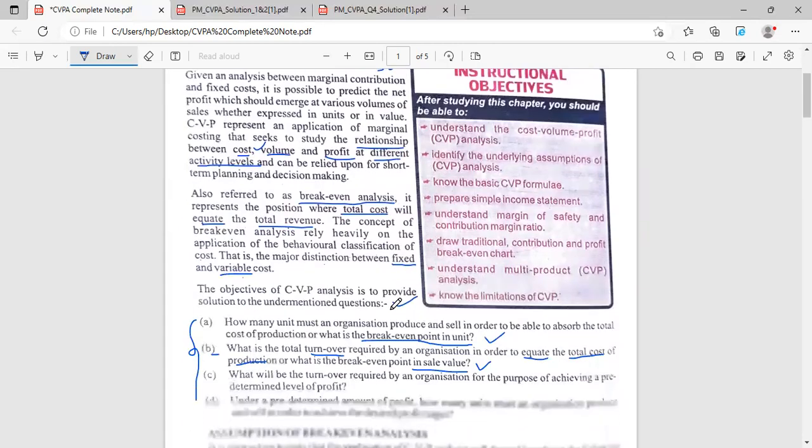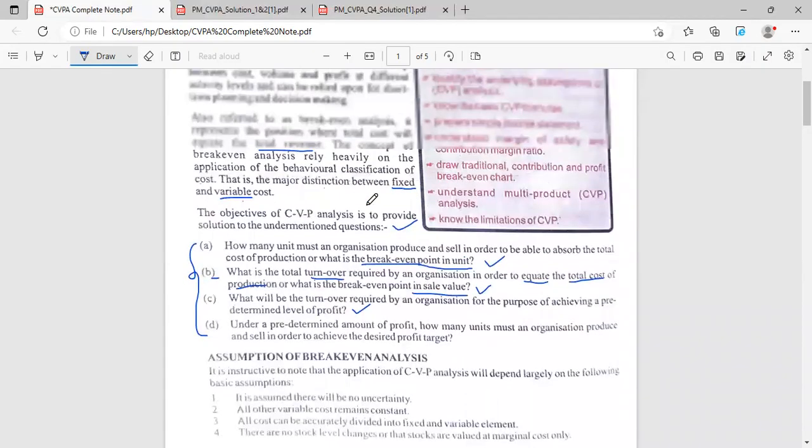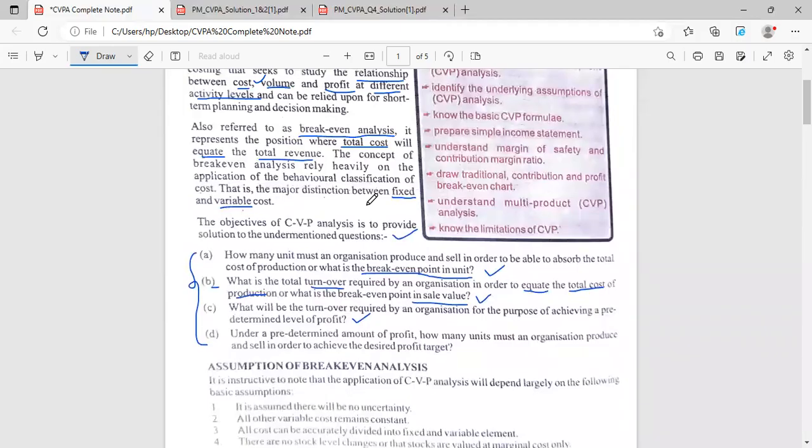Are we good to go? Yes. Good. The next one is, what will be the turnover required by an organization for the purpose of achieving a predetermined level of profit? So is break-even point in sales the same thing as break-even point in value? Yes, break-even point in sales value is the same thing. Value is sales.